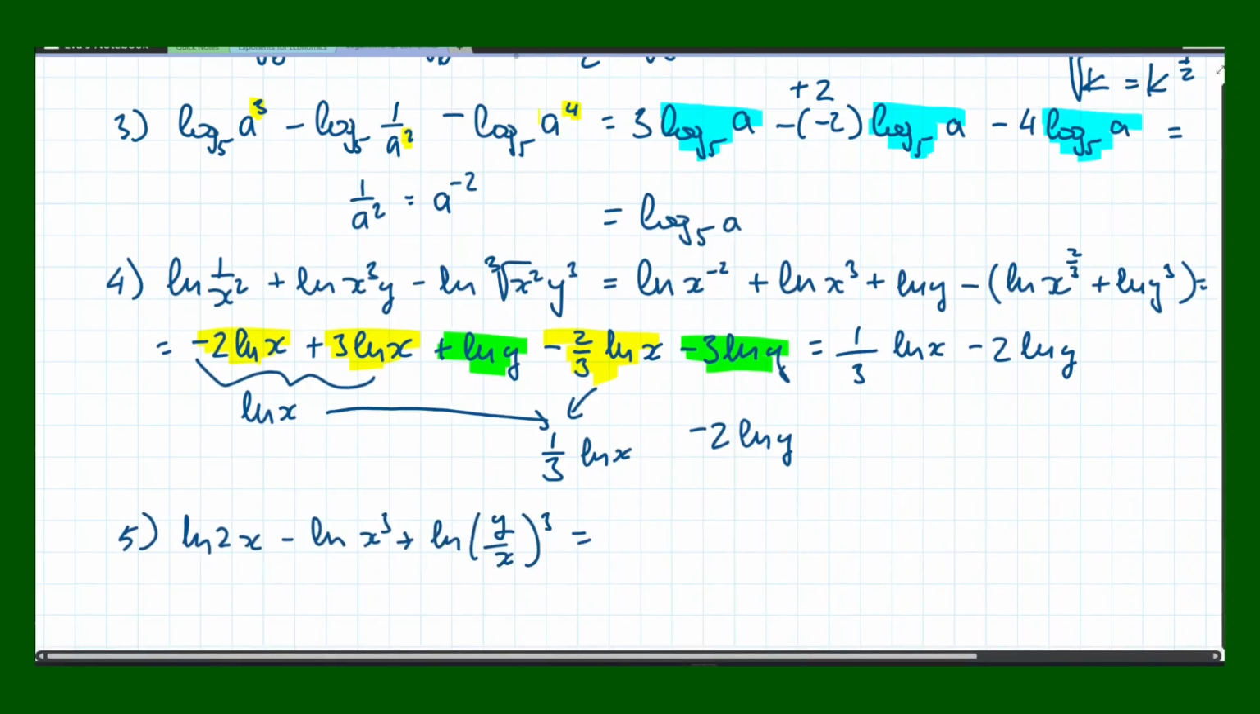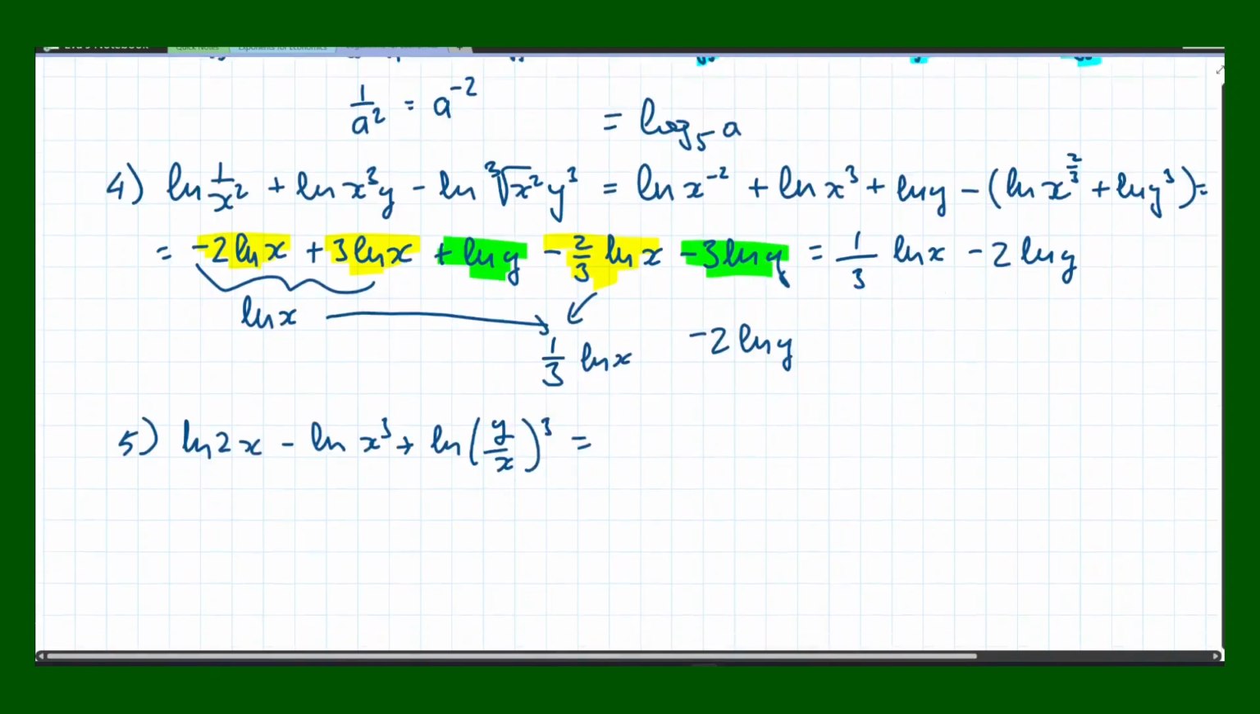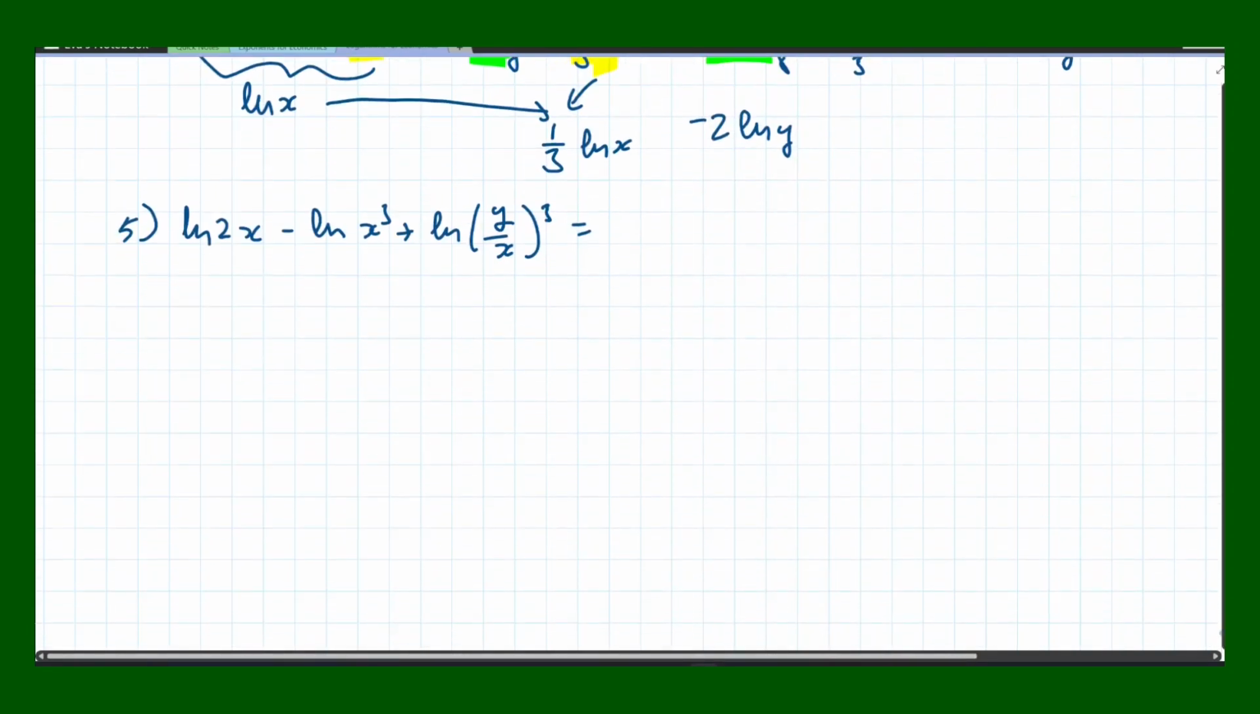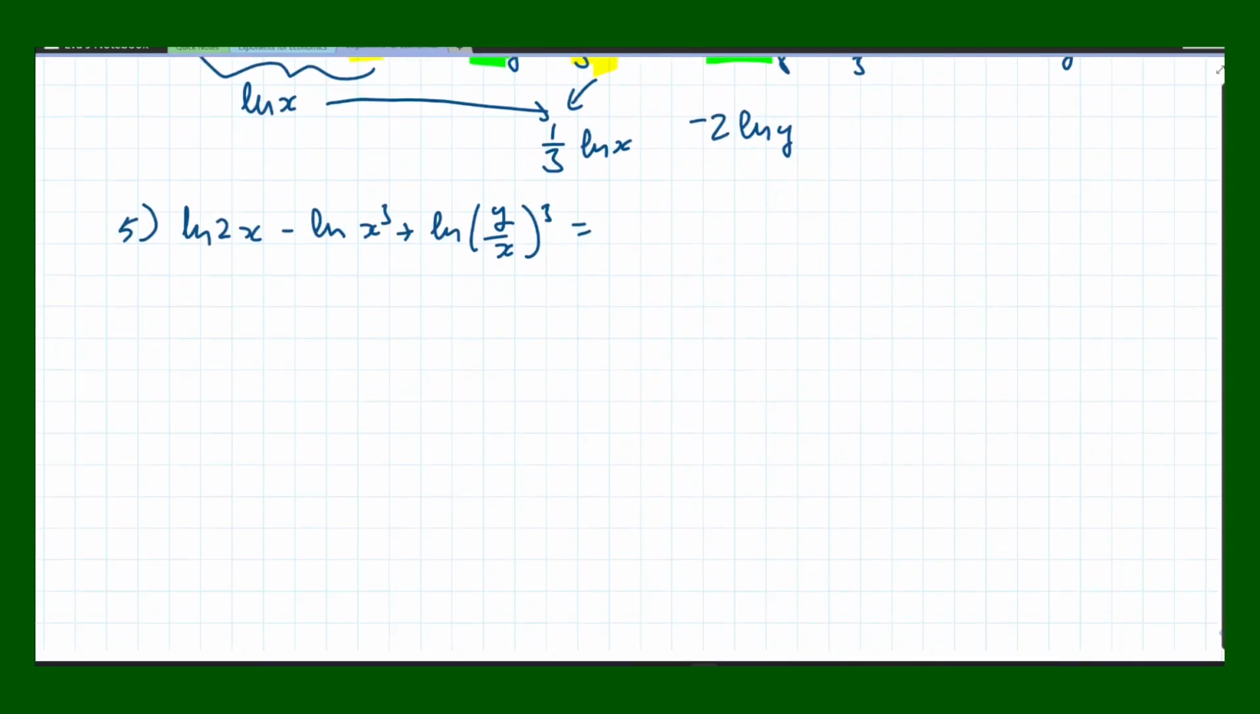Last question for the video, number 5: ln 2x minus ln x cubed plus ln y over x cubed. Okay, let us make a bit more space and let's get started with this example. Now again, every time in mathematics when you try to solve a question, you have got many different ways to go down. And some of them will be slightly faster than others, but in every single case, if you do the correct manipulations, you don't make any mistakes, you will always end up with the same solution.